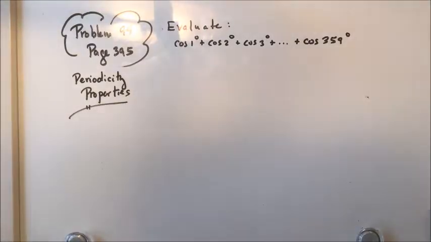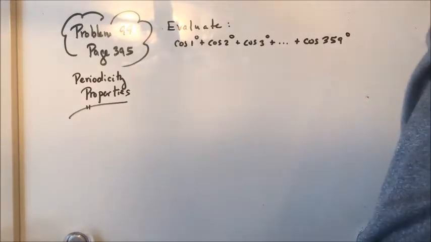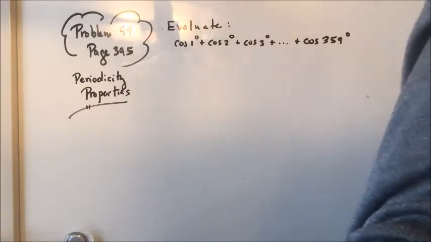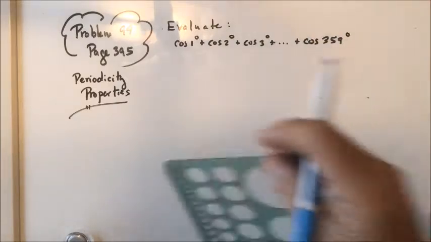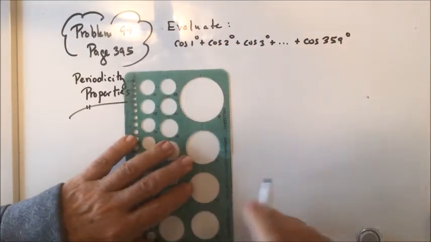This says evaluate cosine 1 plus cosine 2 degrees plus cosine 3 degrees plus cosine 4 degrees, dot dot dot, plus cosine 358 and plus cosine 359. So what the heck does this mean? We better draw a picture.